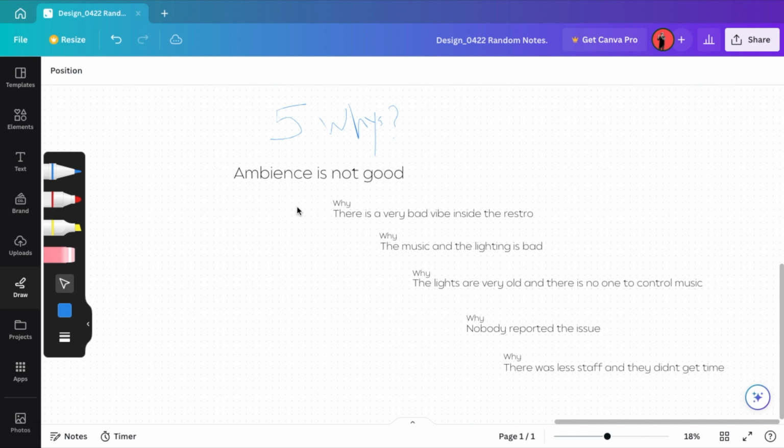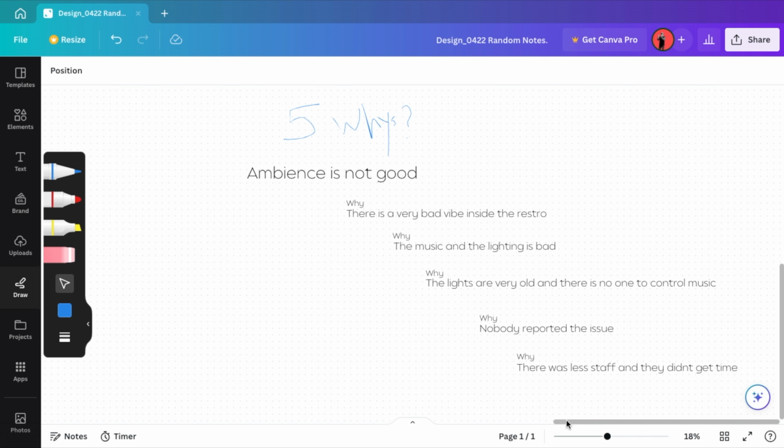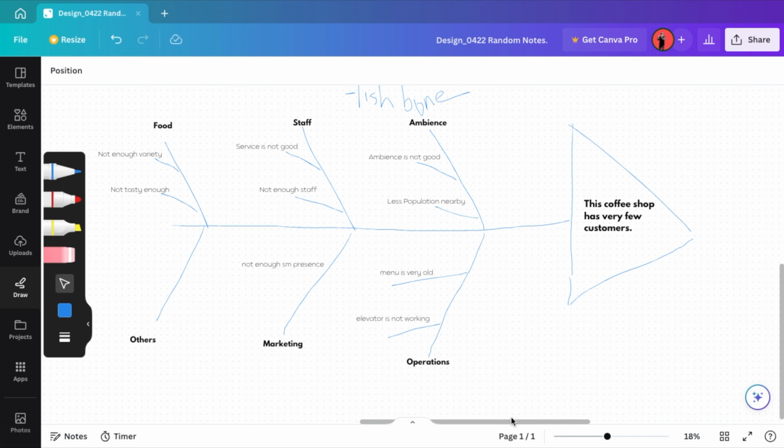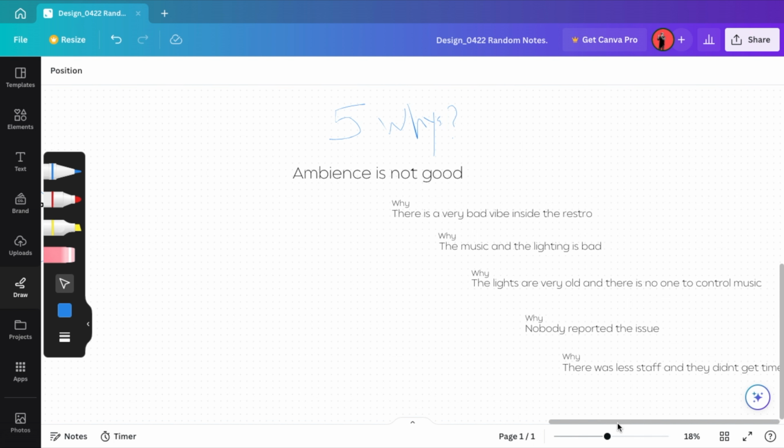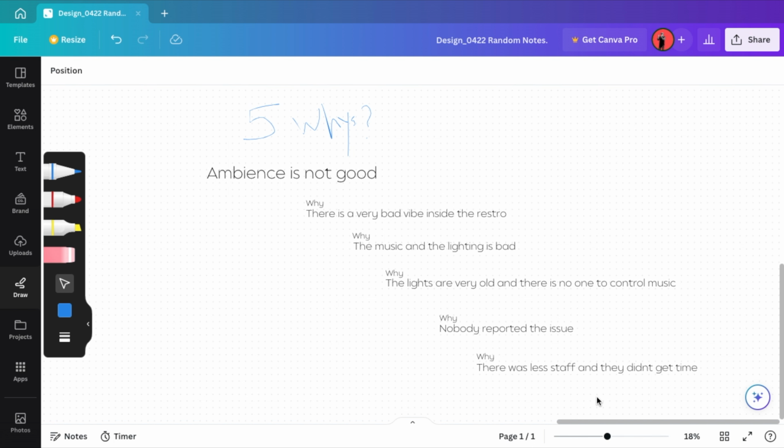So we understood for each problem in the fishbone diagram, you're basically taking that and applying the five whys to find out what is the root cause, right? And now the next step is to take this and try to fix it. So you understood that there is less staff, so they don't have time. The staff don't have time to control the music and change the lights and things like that. So either you have to add more staff, right? Or you have to add one person from another department who controls the lights and music.